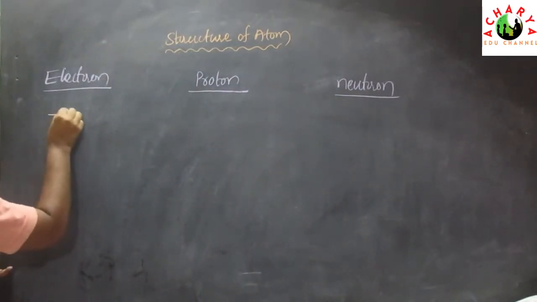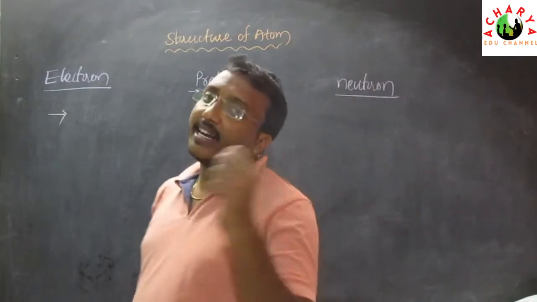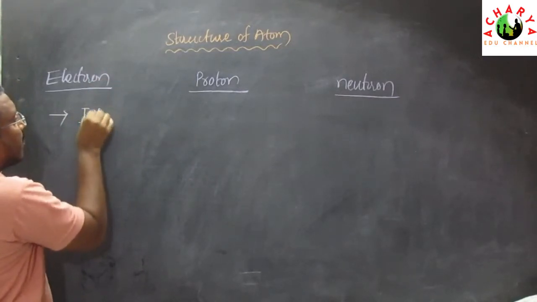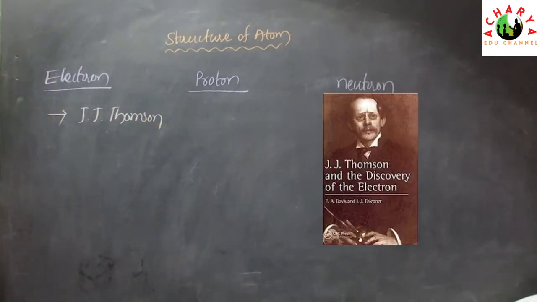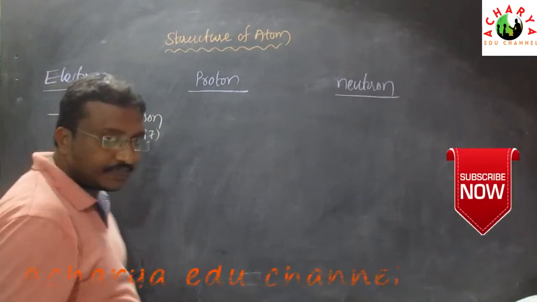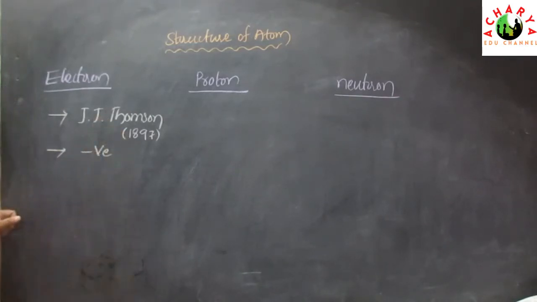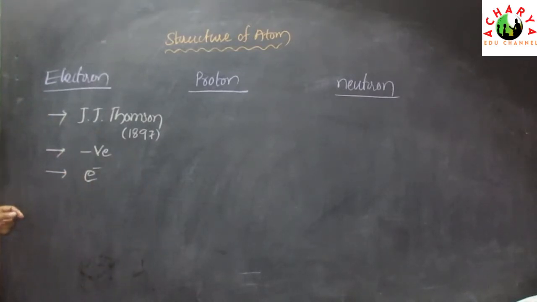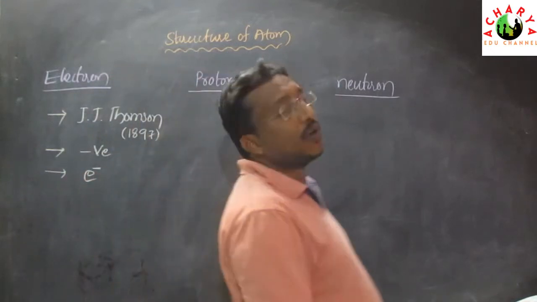The electron is the first subatomic particle discovered and studied. Who discovered the electron? The electron was discovered by J.J. Thomson in the year 1897, and it is a negatively charged particle. It is designated with the symbol e minus. E stands for electron, and minus shows its negative charge.